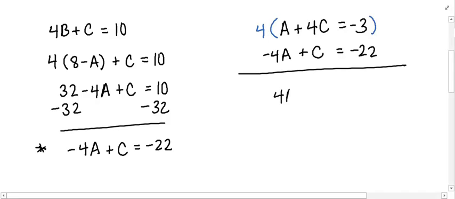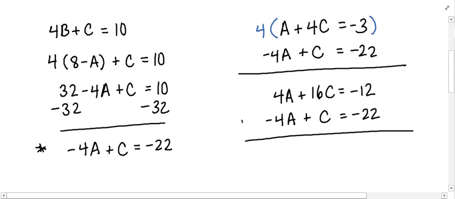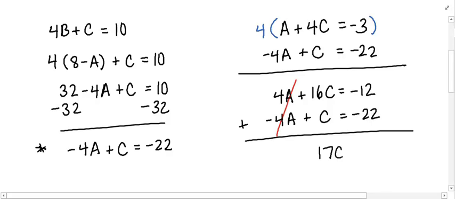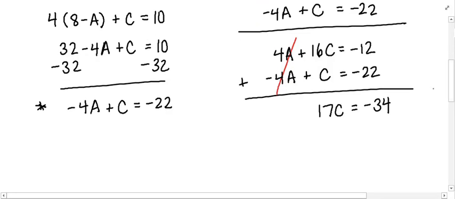So I'm going to get 4a plus, you have to distribute, so 16c is equal to negative 12. And then I'm going to leave the second equation alone. And now I'm going to add, so 4a plus negative 4a, those cancel. Then I'll have 16c plus c, that's going to be 17c. And when I add negative 12 plus negative 22, this is going to be negative 34. If I want c, I just have to divide off the 17. So I'm going to get that c is negative 2, and boom, we have one of the coefficients.